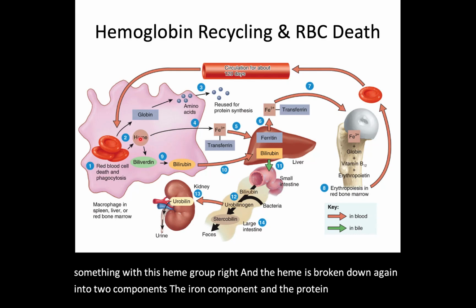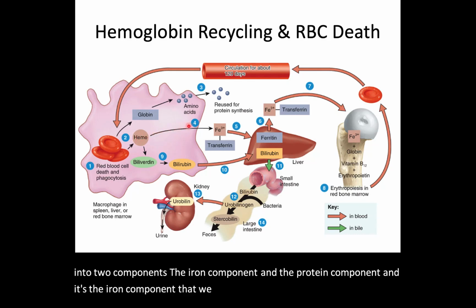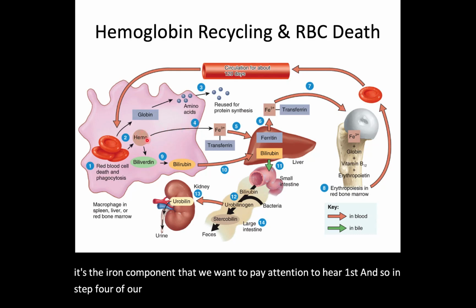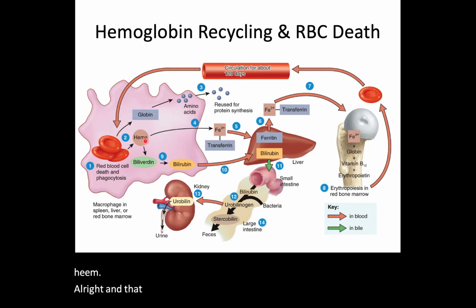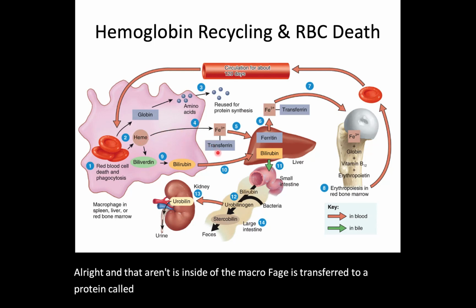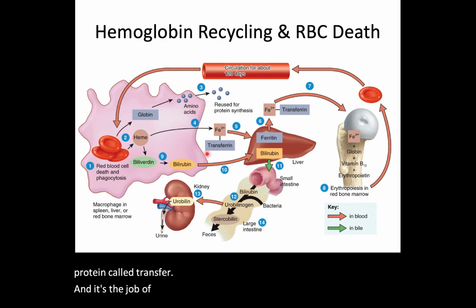It's the iron component that we want to pay attention to here first. In step 4 of our diagram, iron is released from the heme, and that iron, inside of the macrophage, is transferred to a protein called transferrin. It's the job of transferrin to safely transport iron through the bloodstream to the liver.